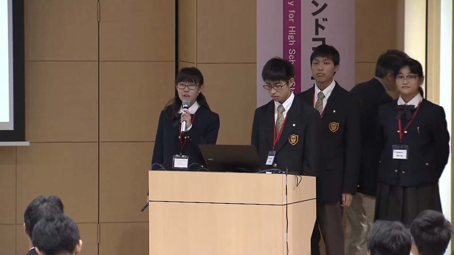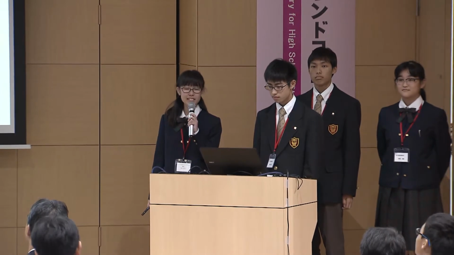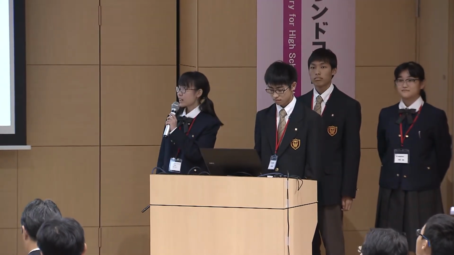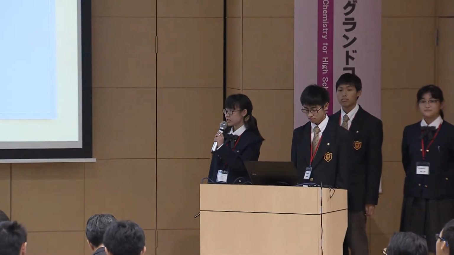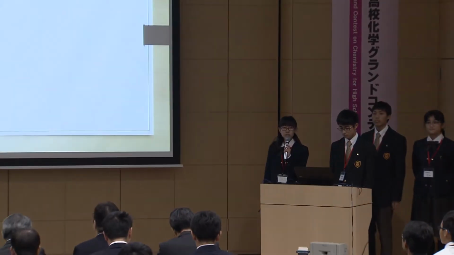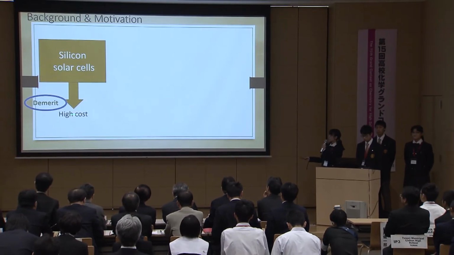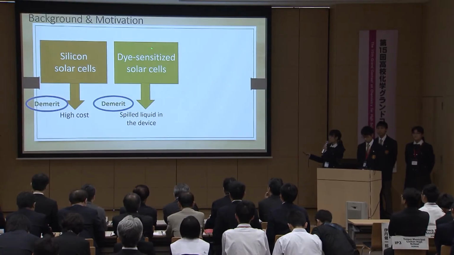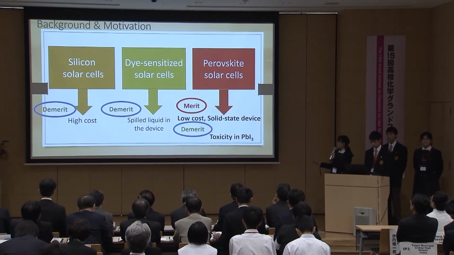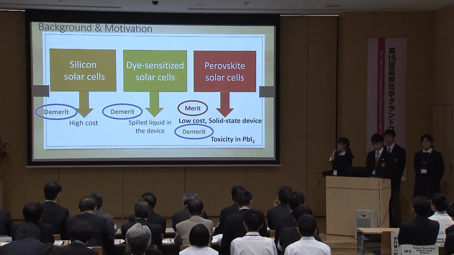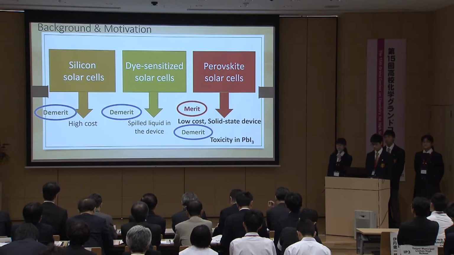Hello everyone, we will tell about perovskite solar cells using lead-free perovskite as a light absorbing layer. Here's the outline of our speech. Background and motivation. Solar cells which are usually used have several problems. For example, silicon solar cells cause rot, the liquid of dye-sensitized solar cells escapes, and the usual perovskite solar cells are toxic. However, the perovskite solar cells we studied can solve economic and environmental problems.